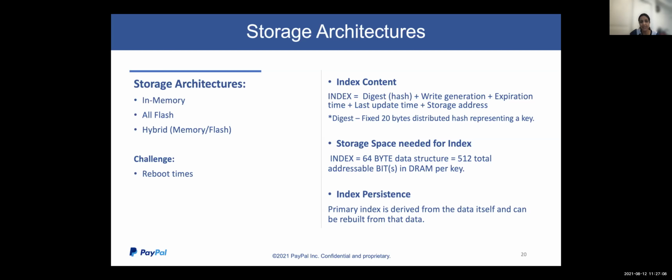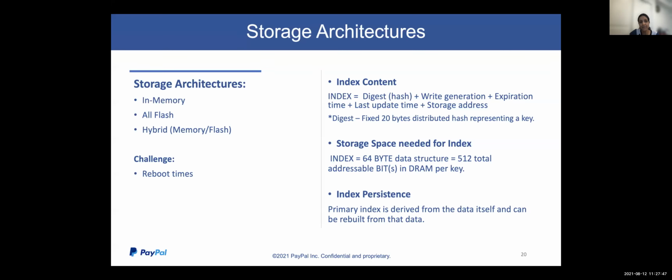For a financial company like PayPal, that may not be acceptable because it results in poor customer experience or loss of revenue as well. In the second option, all flash, it reduces our cost, but it has high latency. Again, in a real-world payment system, that does not suit us. So in PayPal, we have opted for the hybrid architecture, in which we store the indexes in memory and the data is on disk.